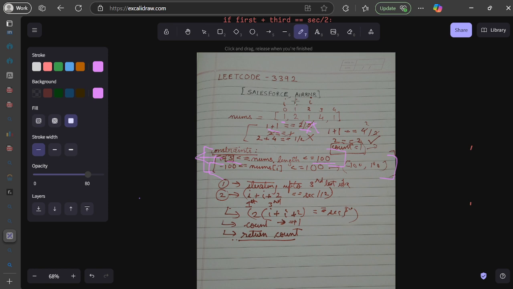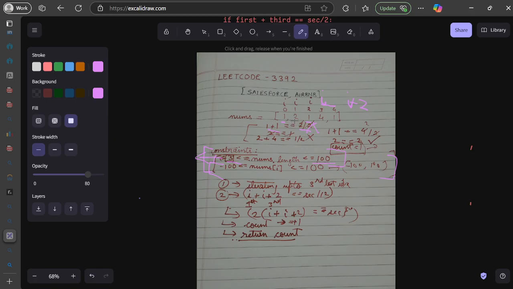We will move our I ahead now up until n minus 3, because if our I goes to the n minus 2 position, which is 3, we would not be able to find the third element, which is I plus 2. So to prevent this from happening, we will only move up until n minus 3 index.